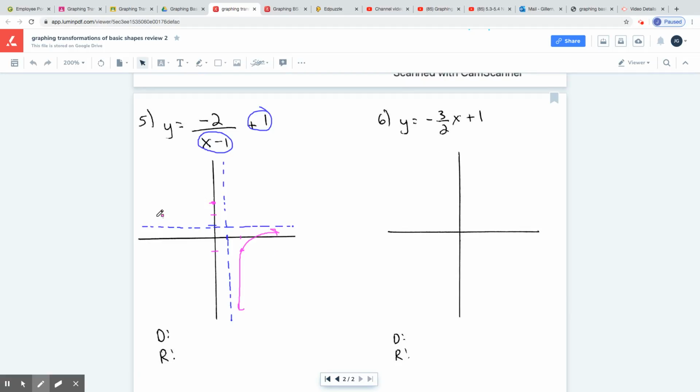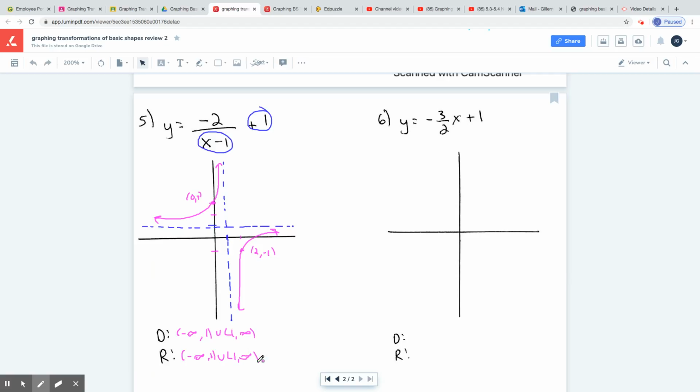And you need to have those labeled. So that's at (0, 3), and this is at (2, -1). The domain and range for a rational is always going to be, for the domain, negative infinity to whatever the vertical asymptote is, in this case, negative infinity to 1, union 1 to infinity. The range is always negative infinity to the horizontal asymptote, which is also, in this case, 1. So the domain and the range are exactly the same for this one.